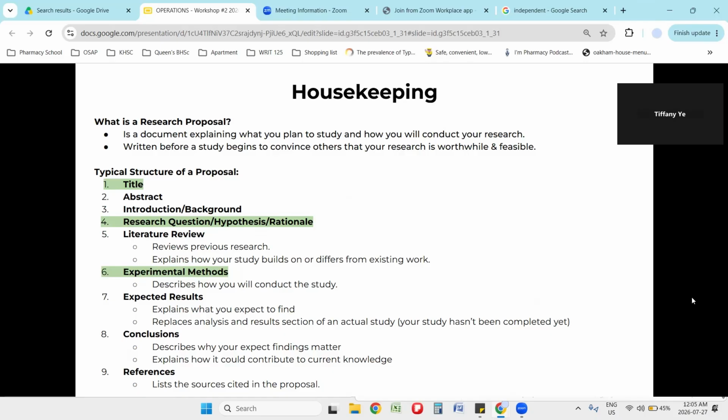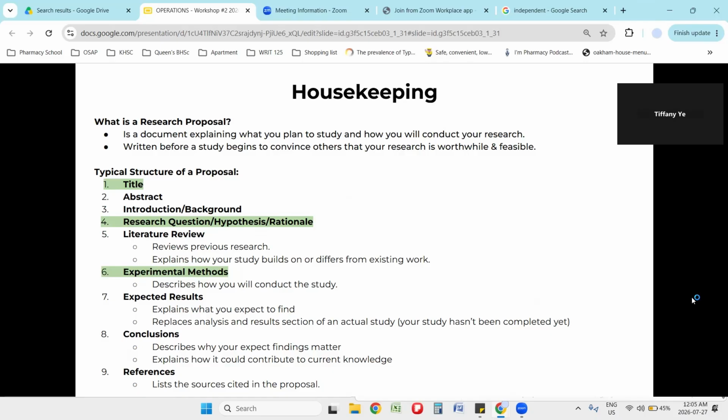And obviously, from this long list of aspects, you can see that a title, abstract, introduction, research question, hypothesis, literature review, experimental methods, expected results, conclusions, and references are core components of a proposal. And you guys have obviously decided on a topic or your title and developed your research question.